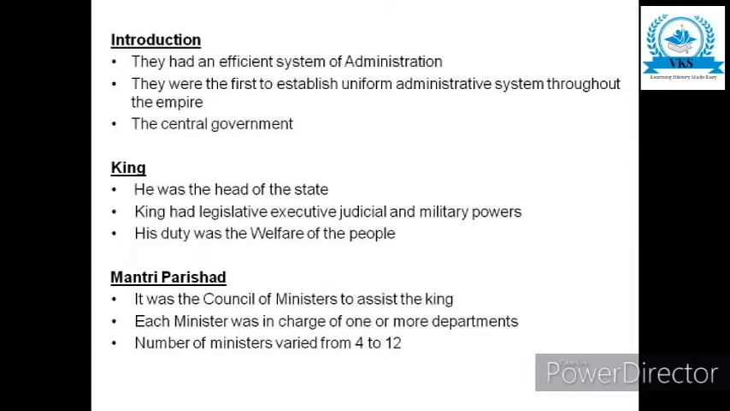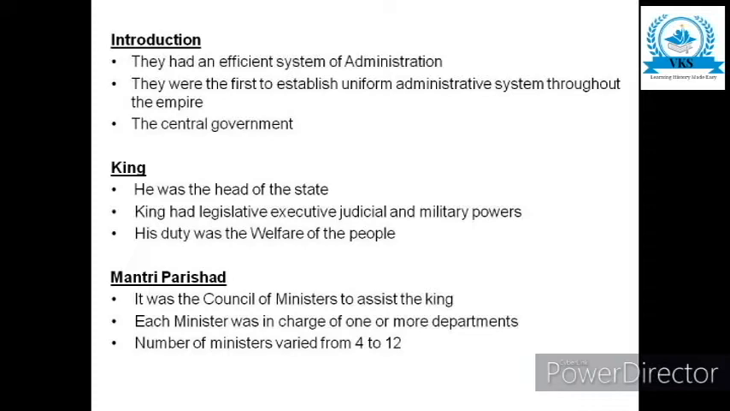Mauryas had an efficient system of administration. They were the first to establish uniform administrative system throughout the empire. So once more, the Mauryans had an efficient system of administration. They were the first to establish uniform administrative system throughout the empire.